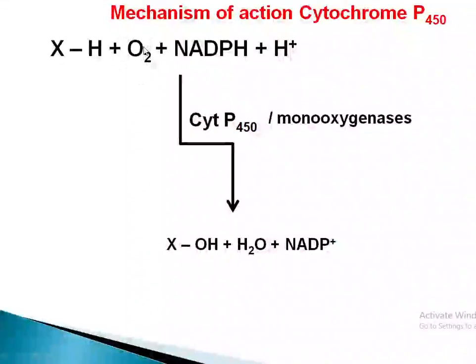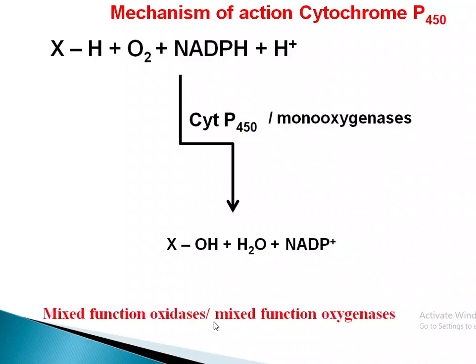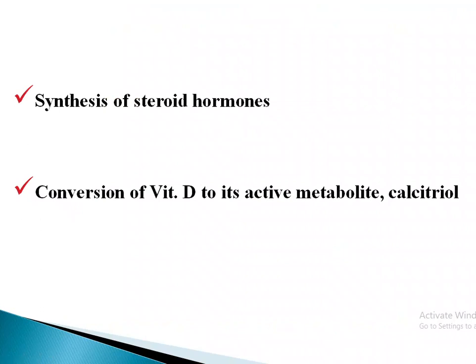Because of the dual fate of oxygen, the enzymes cytochrome P450 or monooxygenases are also called mixed function oxidases or mixed function oxygenases. This is to indicate that they oxidize two different substrates simultaneously. In addition to the role of cytochrome P450 in the metabolism of xenobiotics, they are also involved in the metabolism of a number of physiological compounds. For example, they are involved in the synthesis of steroid hormones. They are involved in the conversion of vitamin D to its active metabolite, calcitriol.